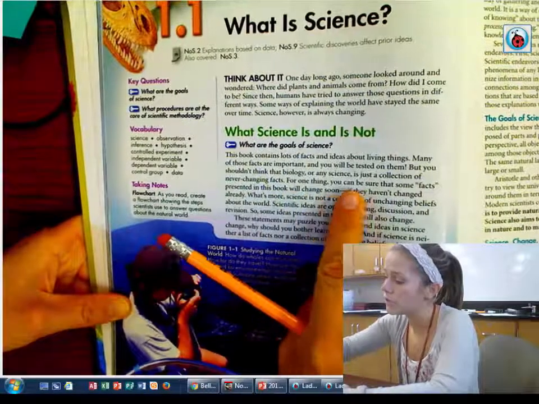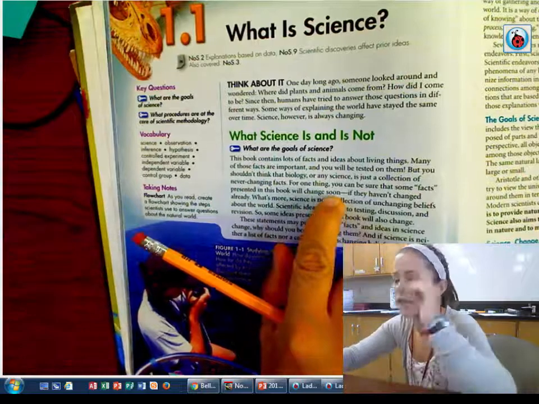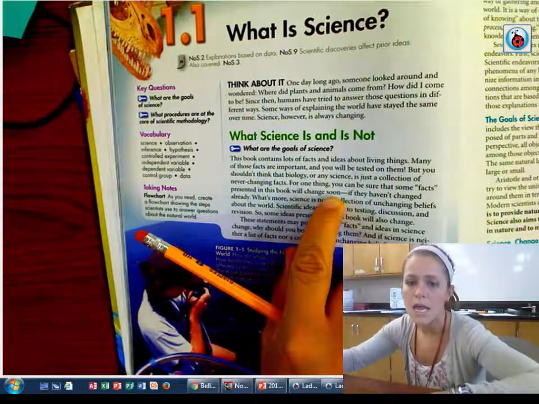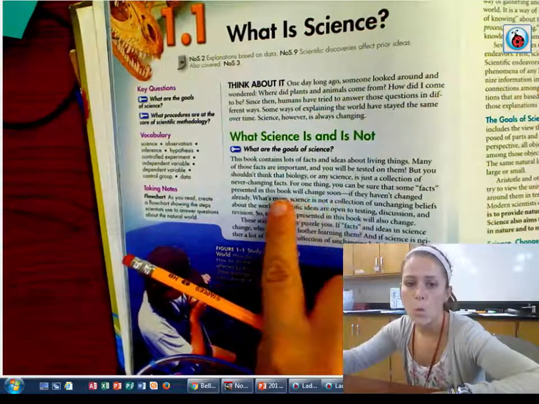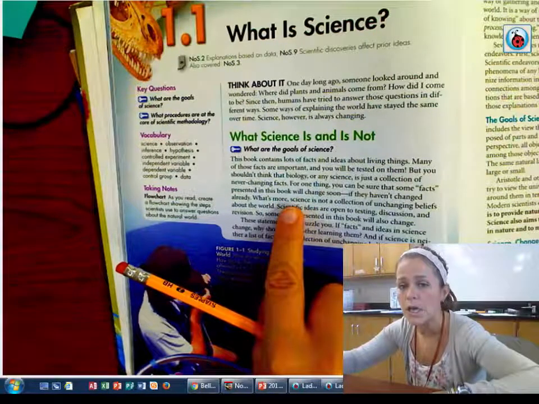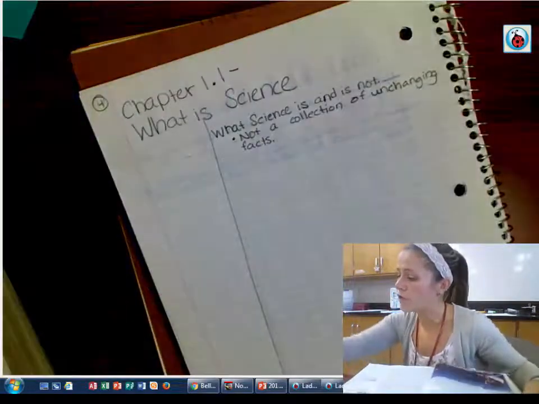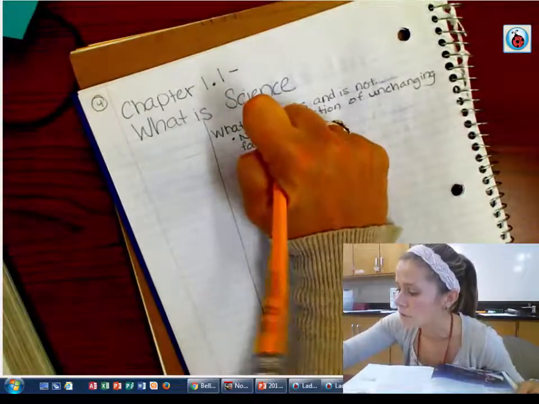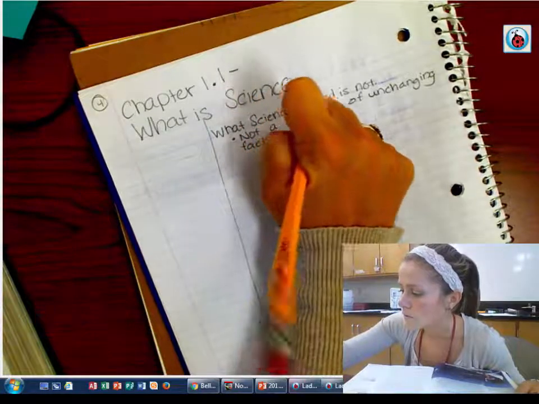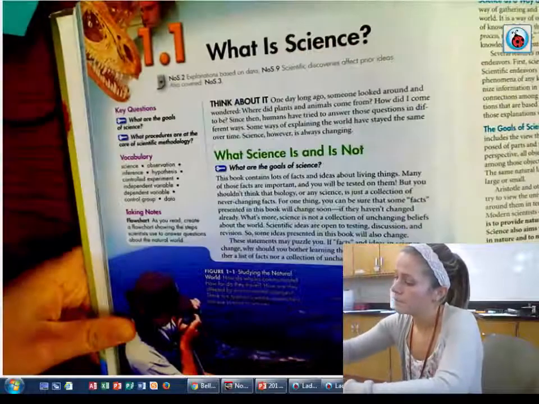For one thing, you can be sure that facts presented in this book will change soon. Well, it kind of just helped that other sentence. We don't need to write that down if they haven't changed already. Once more, science is not a collection of unchanging beliefs about the world. It's kind of what we wrote there, but you know what? We could even put unchanging facts slash beliefs. And we'll just add that there.